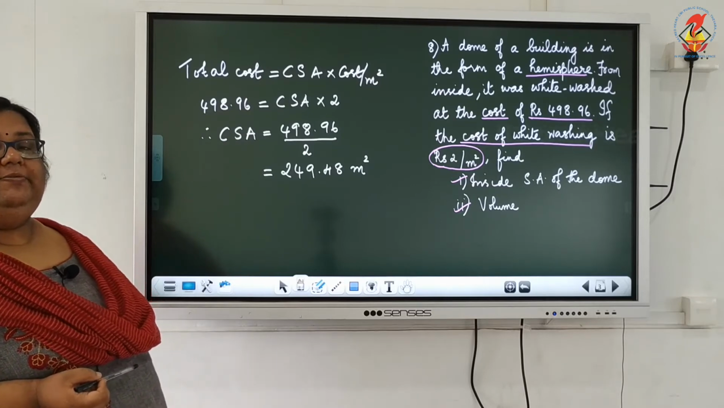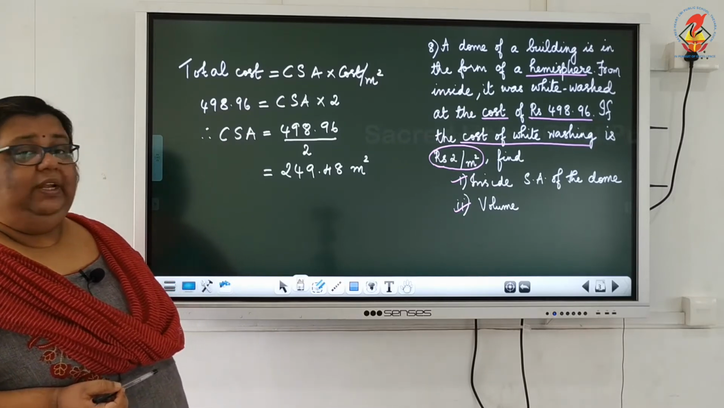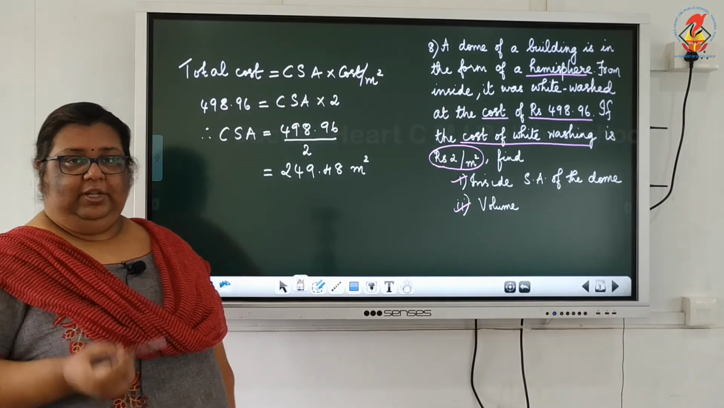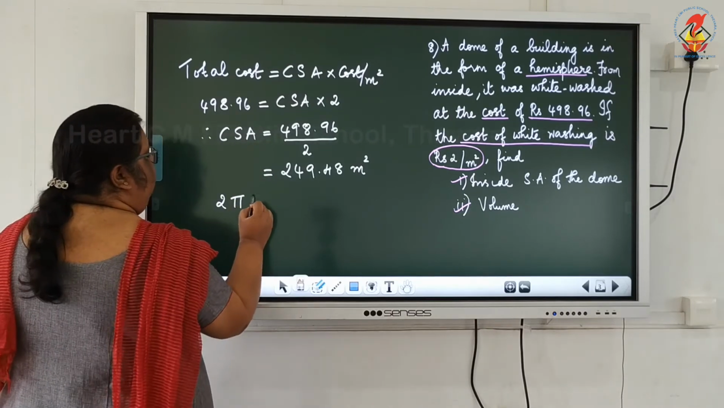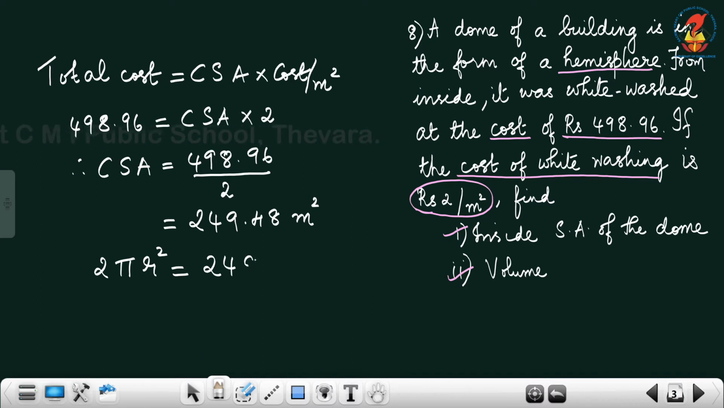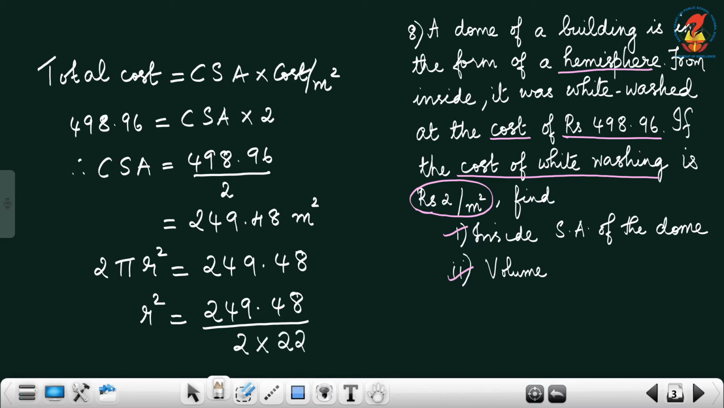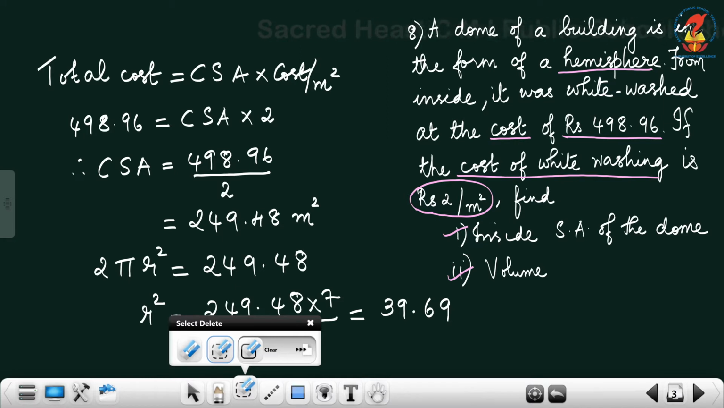Second subdivision, we need to find the volume. What is the volume of a hemisphere? 2 by 3 pi r cube. We need to find the radius. Then only we can find the volume. Now, what is the formula of CSA of a hemisphere? 2 pi r square is equal to 249.48. So, r square will be 249.48 by 2 pi, 2 into 22 by 7. After simplification, you will get r square as 39.69.